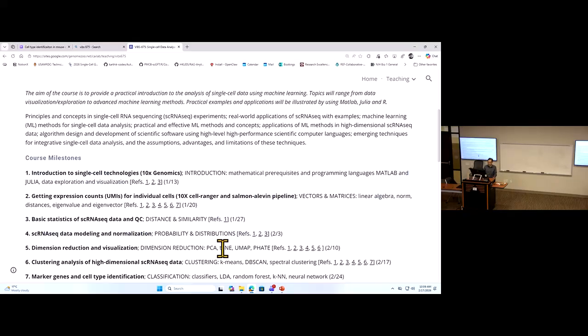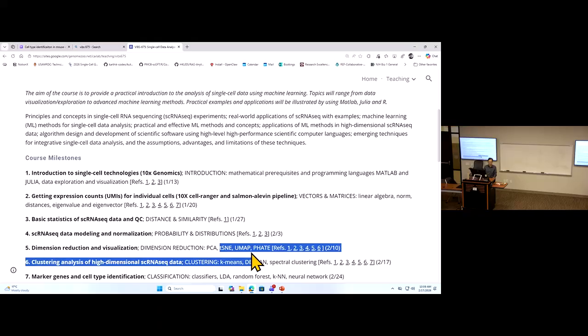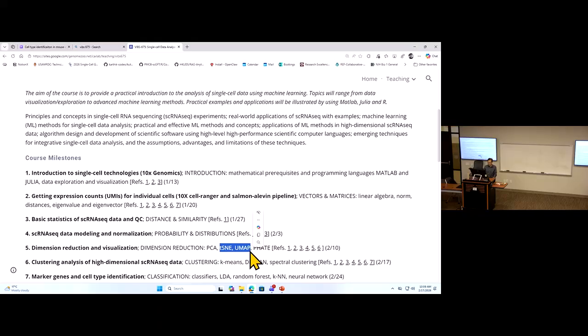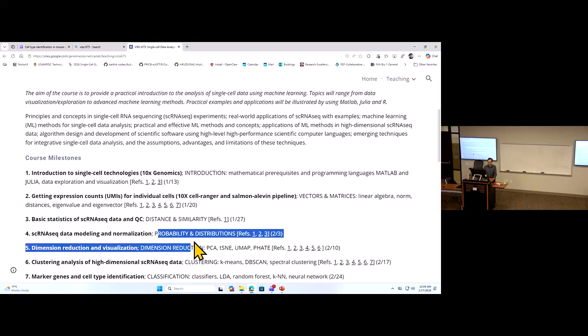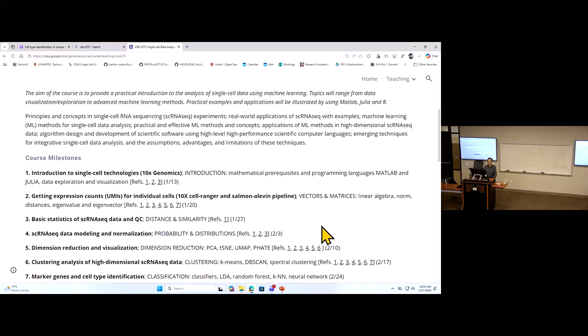And t-SNE and UMAP are the most commonly used dimensionality reduction techniques in our single cell data processing, almost every time. But that's a relatively new technique, and it's based on generative modeling. So your probability and distribution ideas contribute to your understanding of t-SNE and UMAP.